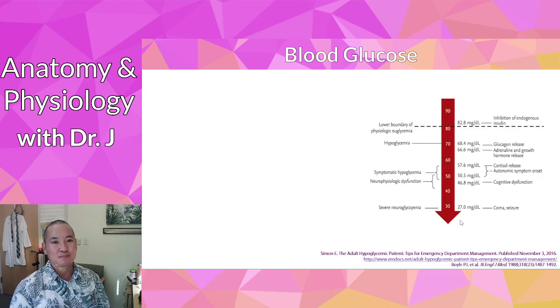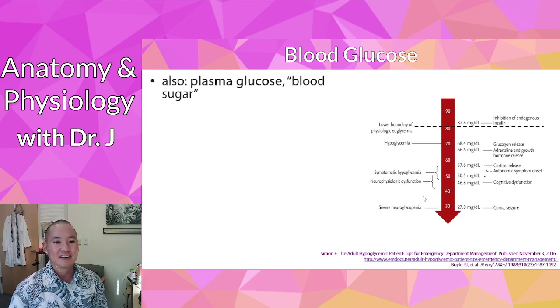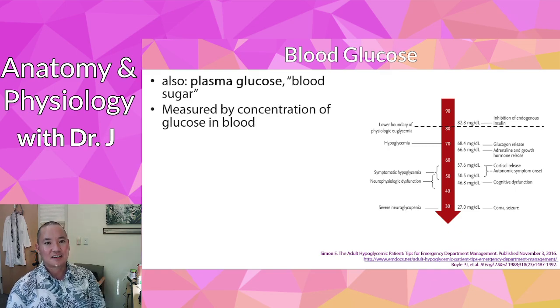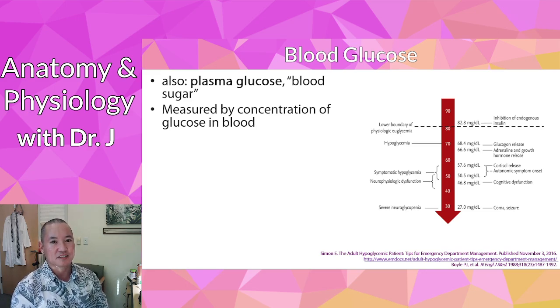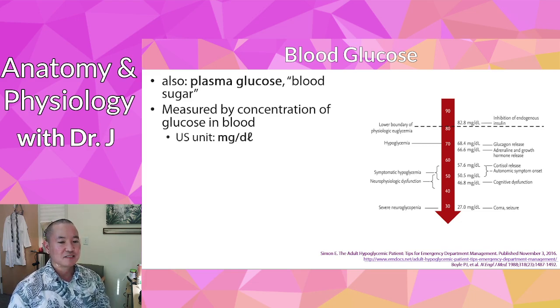So what is blood glucose? Blood glucose refers to how much glucose you have in your blood. Sometimes it's called plasma glucose because plasma is the liquid portion of your blood. Also, nursing and a lot of clinicians like to say blood sugar. And what sugar? Glucose. Now, how do you measure it? Well, it's the concentration of glucose in blood. Basically, how much glucose do you have in terms of mass per volume of blood? Now, in the United States, we use milligrams per deciliter. So whenever they say a number, that's the unit you'll use in the United States.